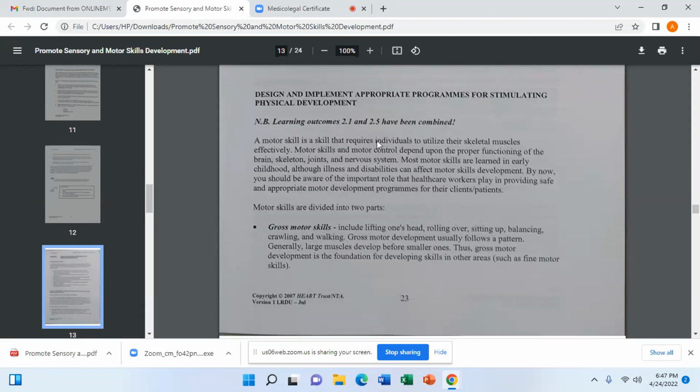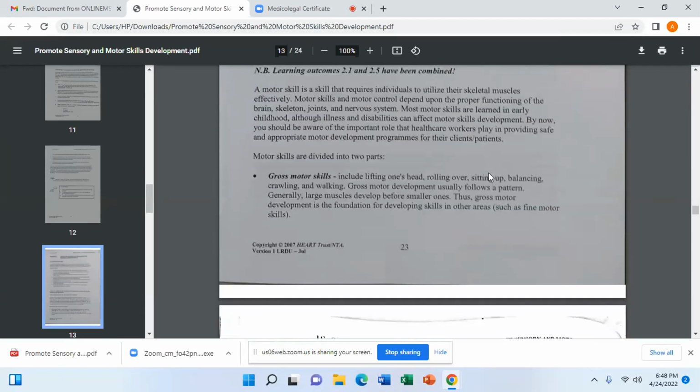So motor skill is a skill that requires individuals to utilize their muscles, skeletal muscles. Motor skills and motor control depend upon the proper functioning of the brain, skeleton, joint, and nervous system. And most motor skills are learned in early childhood, although illness and disabilities can affect motor skill development. So by now, you should be aware of the important roles of healthcare workers in providing an appropriate motor development.